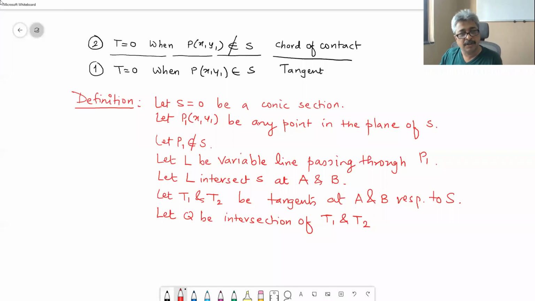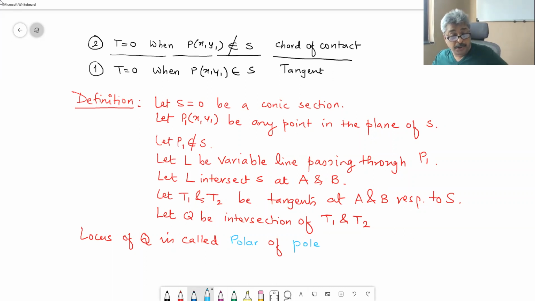Then, not then, it is not, it is a definition. So, the locus of Q is called the polar of pole P. Okay, that is the definition.